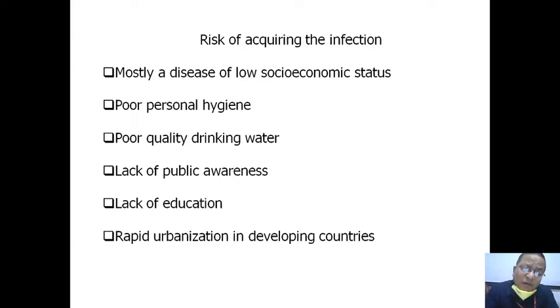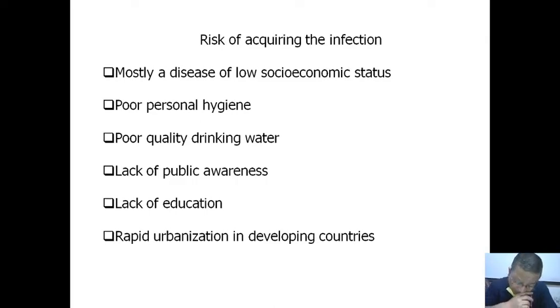Then we also have to understand what the risk factors are. We are going to discuss only typhoidal Salmonella. Non-typhoidal Salmonella, or acute gastroenteritis, will be discussed separately, or has probably already been discussed as a cause of acute gastroenteritis or food poisoning. So today's discussion will be restricted specifically to enteric fever.